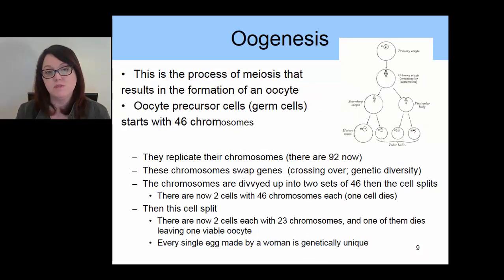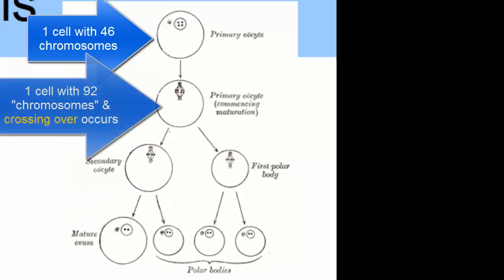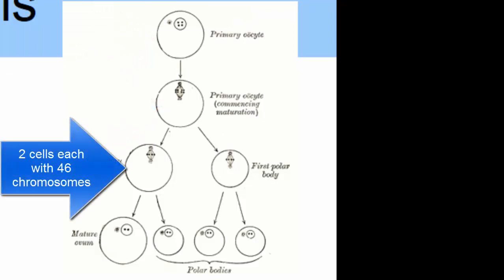Now let's take a look specifically at oogenesis. This is the process of meiosis that results in the formation of an oocyte. So the oocyte precursor cell, or a germ cell, starts with 46 chromosomes. They replicate their chromosomes, so now there's 92. We get the swapping of the genes, the crossing over happening, and then the chromosomes are divvied up into 2 sets of 46, and the cell splits in half. So now we have 2 cells, each with 46 chromosomes.